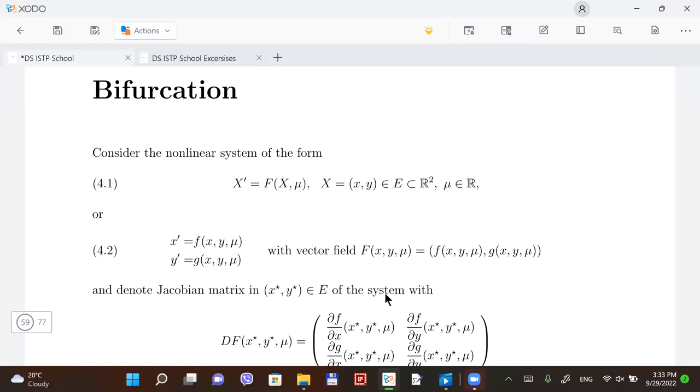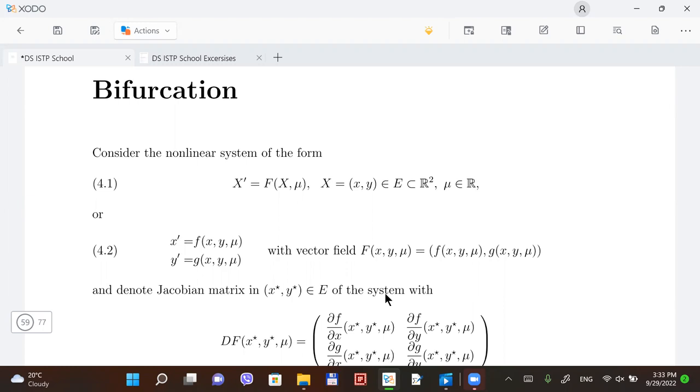Yeah, this is one. Then there might be an equal number of fixed points, but they will change the stability. Maybe we have two stable fixed points, but one will become an unstable fixed point. So the change in the number or in the stability of the fixed points, of course, radically changes the dynamics of the system. If it happens from some value of the parameter, we call it bifurcation.